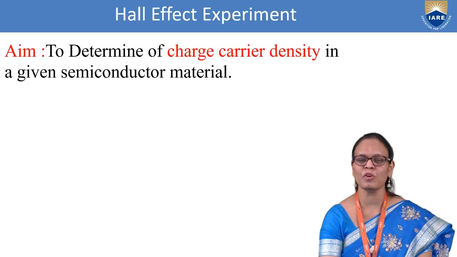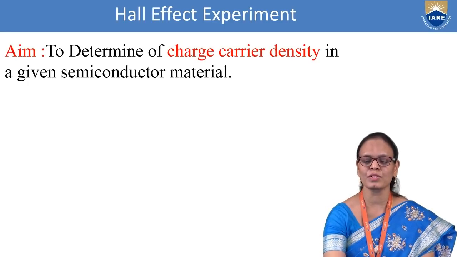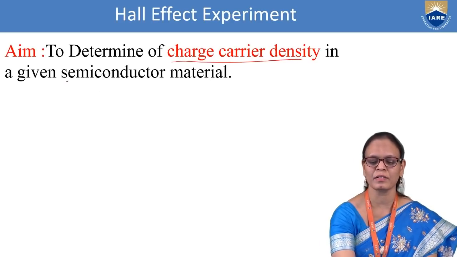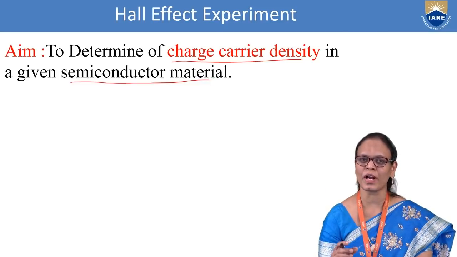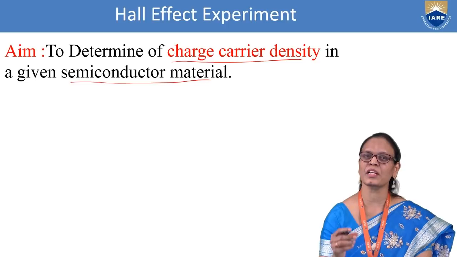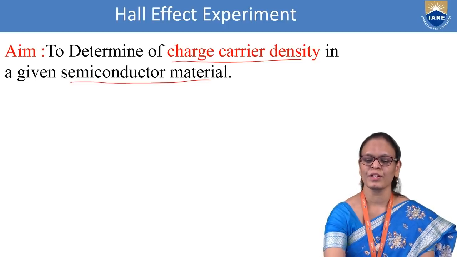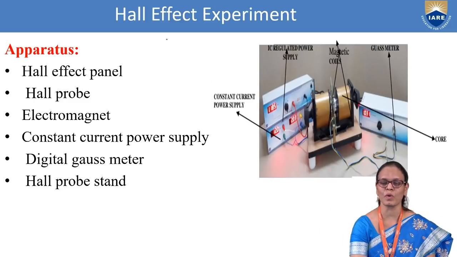So what is the aim of this experiment? The aim is to determine the charge carrier density in a given semiconductor material. If you are given a semiconductor material, you need to find out the charge carrier density in that particular semiconductor material using Hall apparatus. So what is the apparatus that is required?